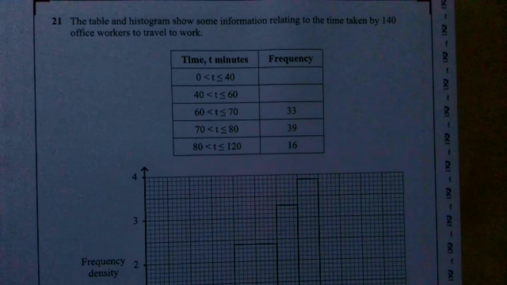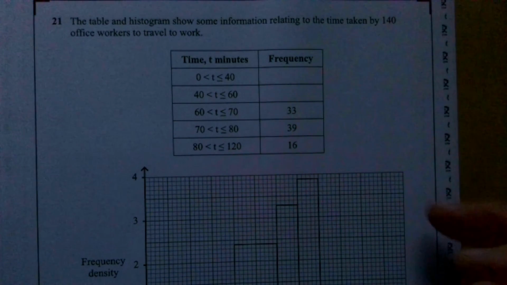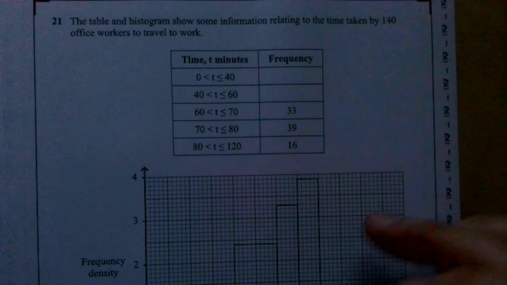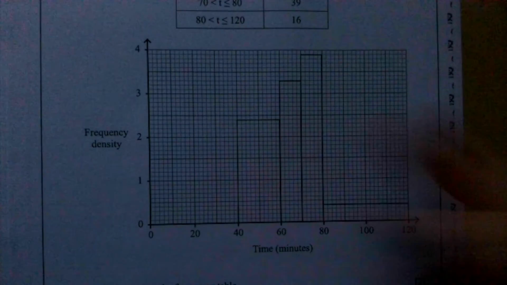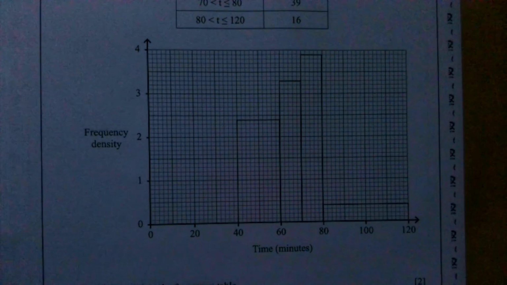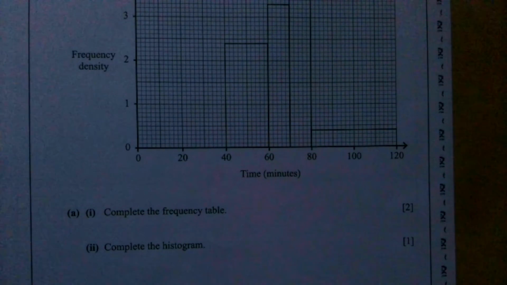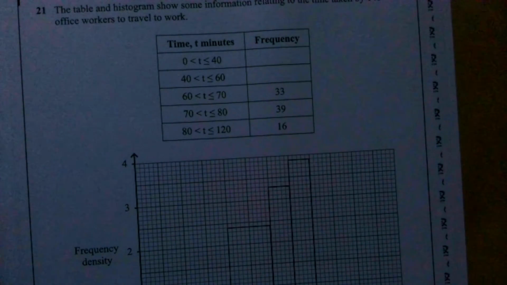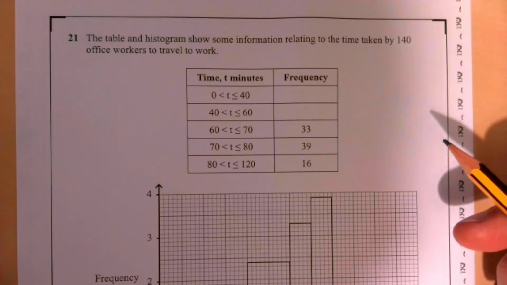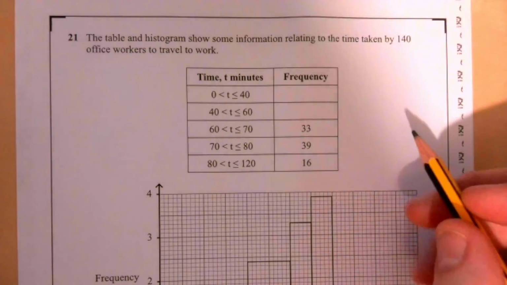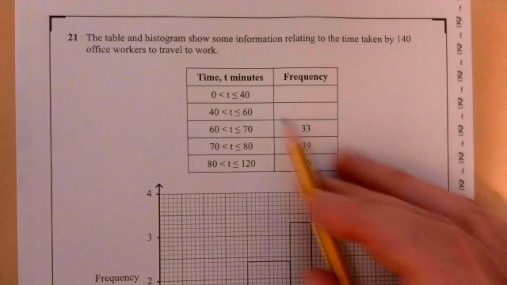The table and histogram show some information relating to the time taken by 140 office workers to travel to work. And then we have this here. Complete the frequency table and complete the histogram. So let's take a wee look at what we have. Had to change the light here, so excuse the shadows just for the last couple of questions. This is where we are here.